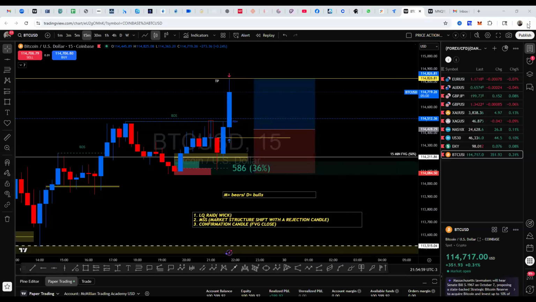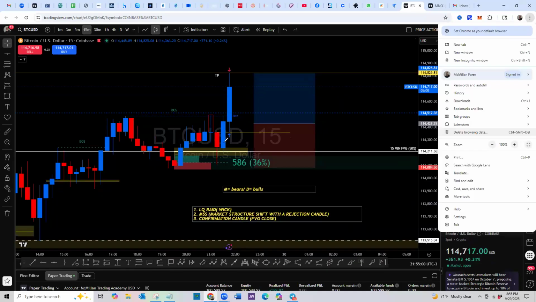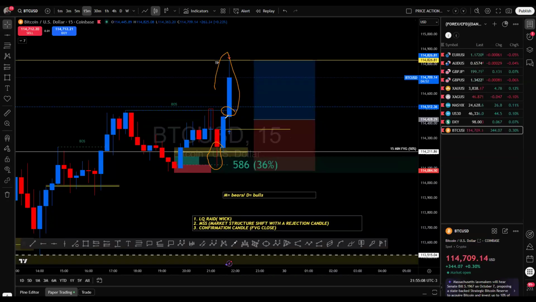All right, guys, so as we talked about before, we have the mitigation of the bears and distribution of the bulls on this fair value gap close. And they're pretty much at TP. So that's good. We did good on this session, guys.